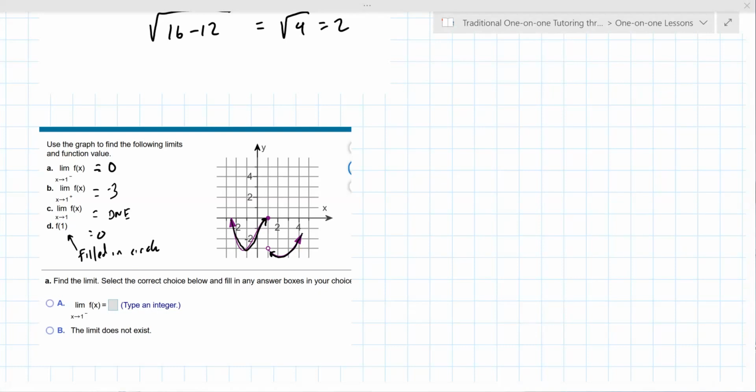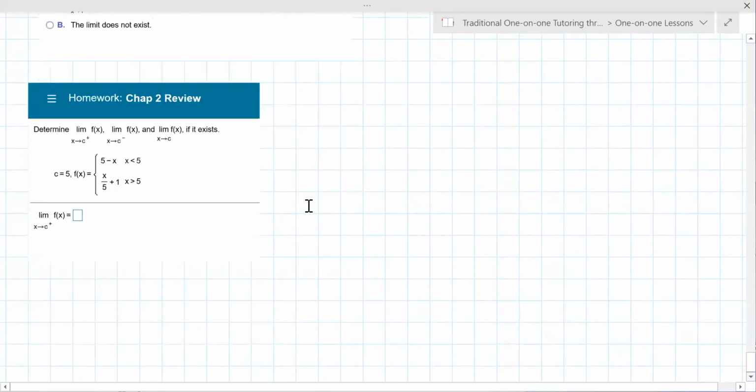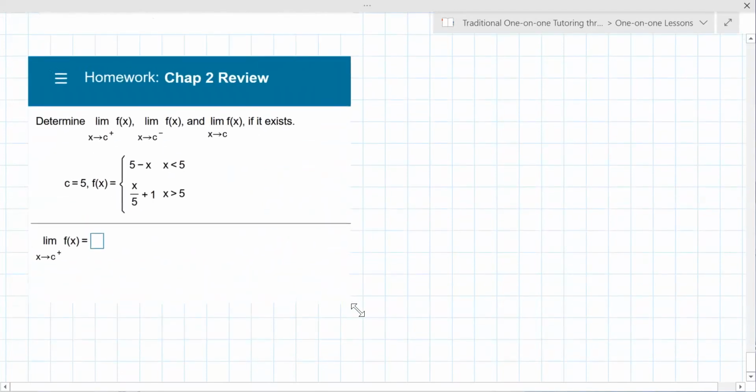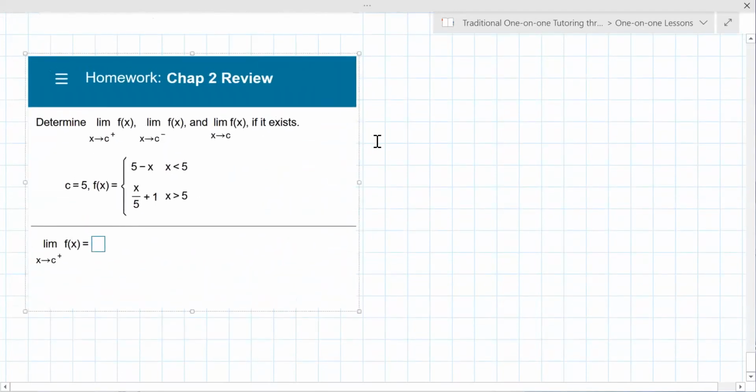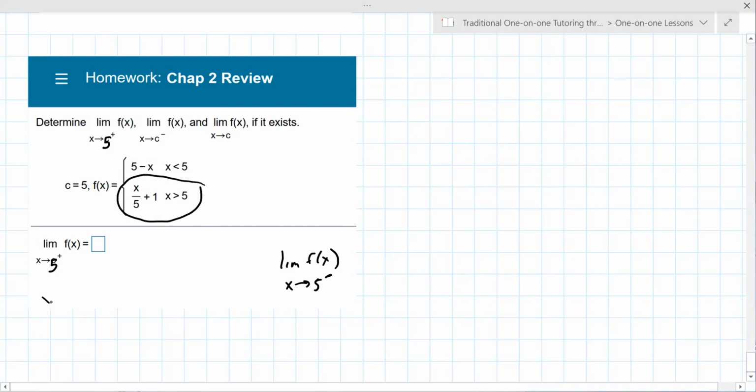All right, so I'm snipping in another question here. Limit as x approaches c. C is 5, so we'll say 5 from the right. And then it's going to ask later on, limit of f of x as x approaches 5 from the left. And so 5 from the right is using this one because that's greater than 5.